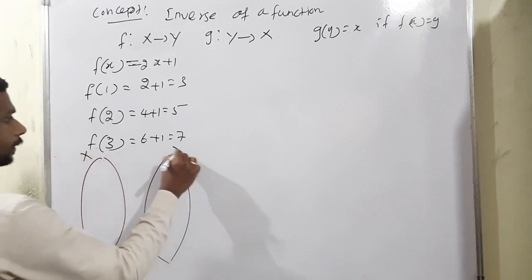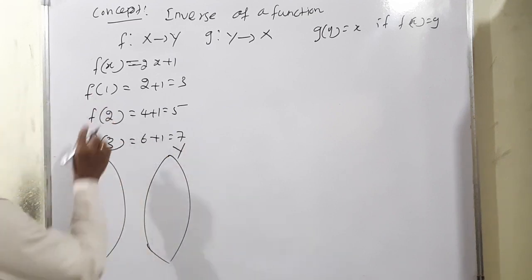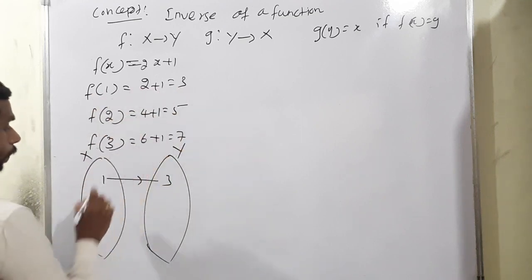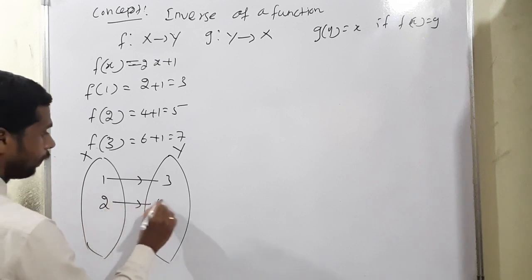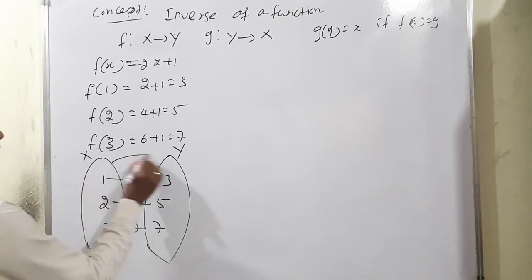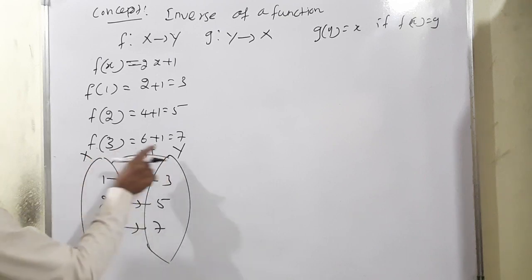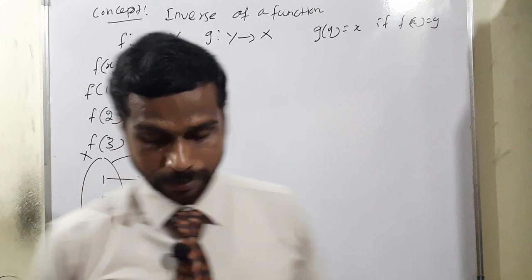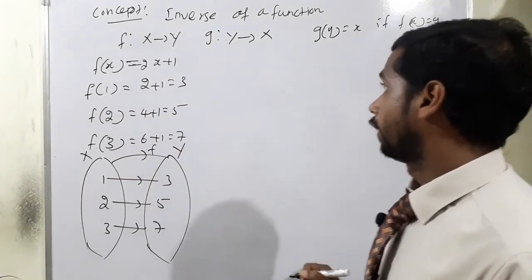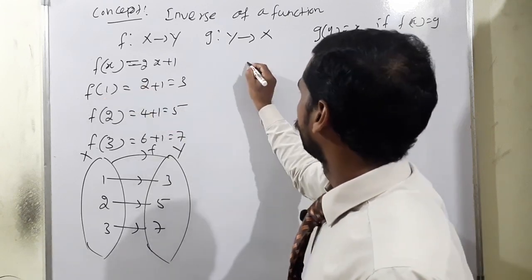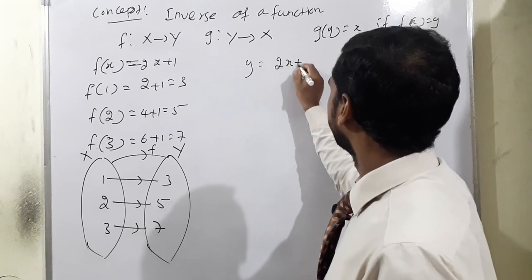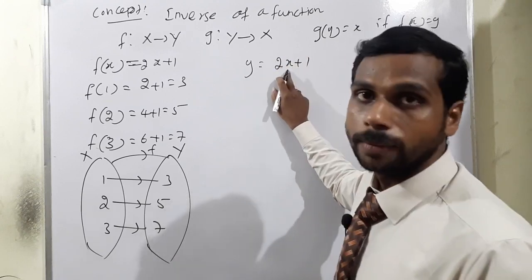This is considered for x, this is considered for y, mapping 1 to 3, 2 to 5, 3 to 7. This is one of the functions, where f maps to y in such a way that it is invertible. Invertible also, that is called inverse. Listen very carefully. f of x considered for y means y is equal to the given condition 2x plus 1. From this, how to write x in terms of y?